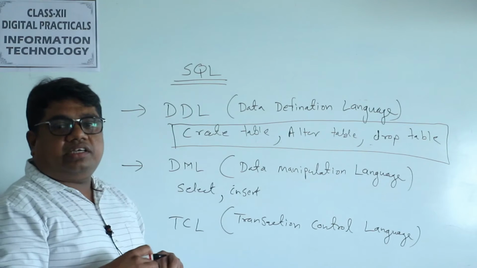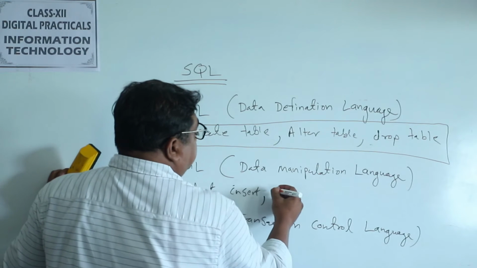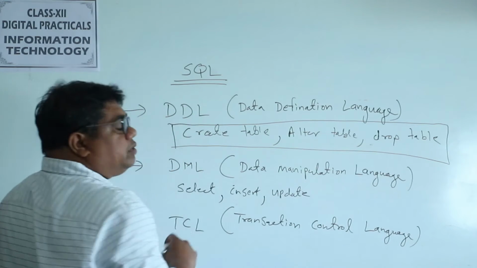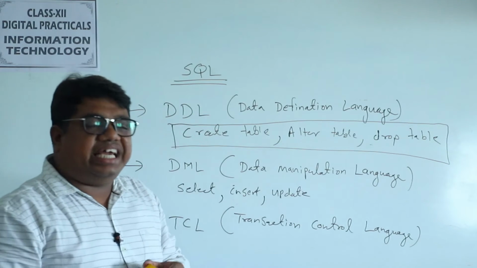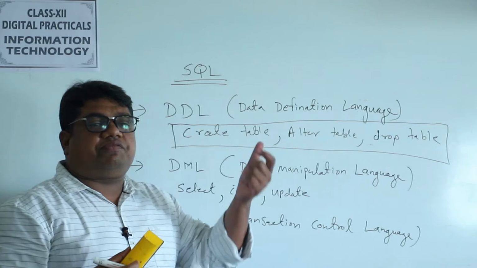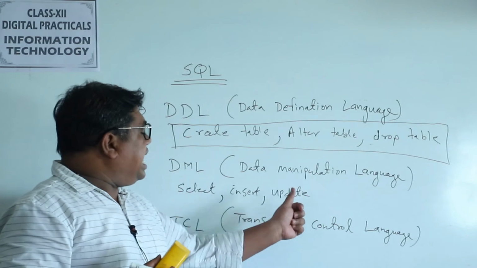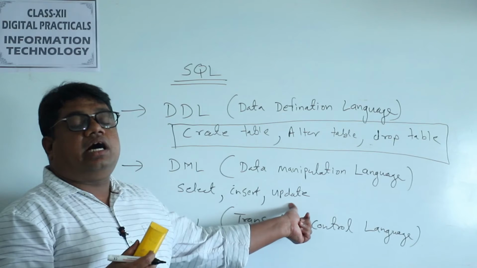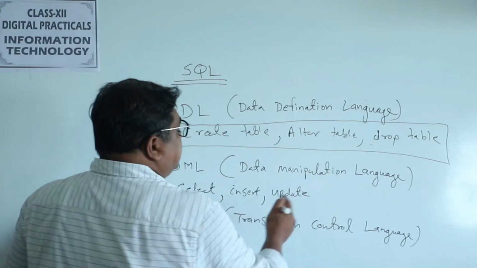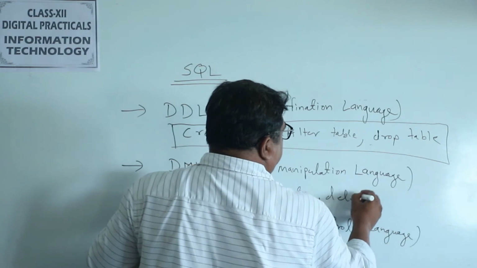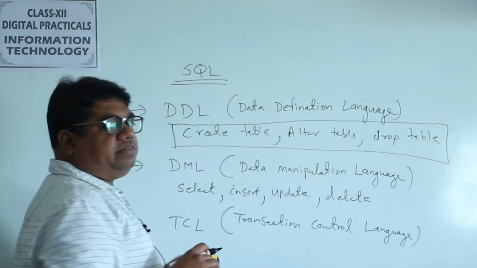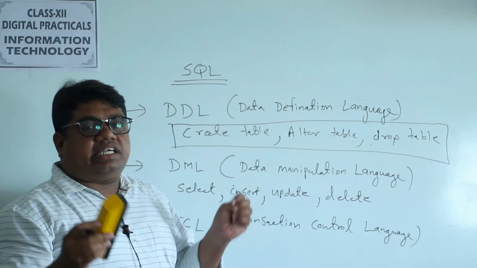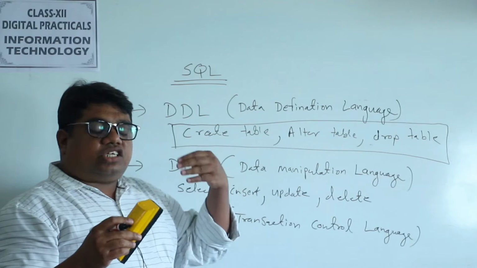And suppose I want to insert a row into a table, I can use the insert command. And if I want to update the data, suppose I want to modify the age of a person or the roll number of a student, I can change it using the update statement. And delete: suppose I have stored information of students in a table and a student took TC.